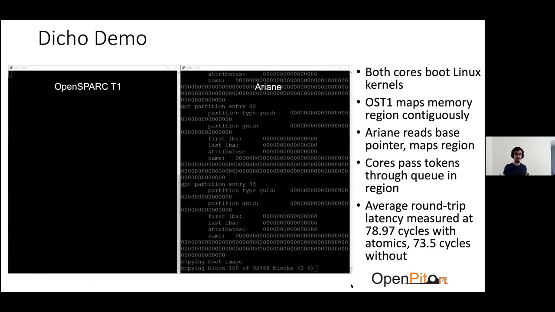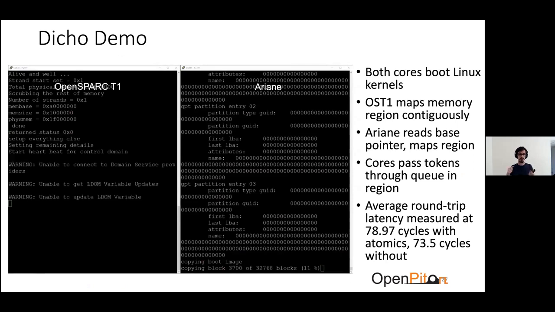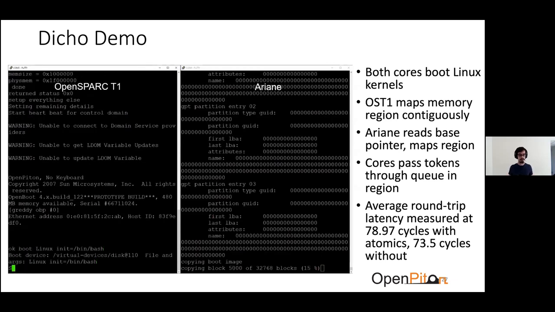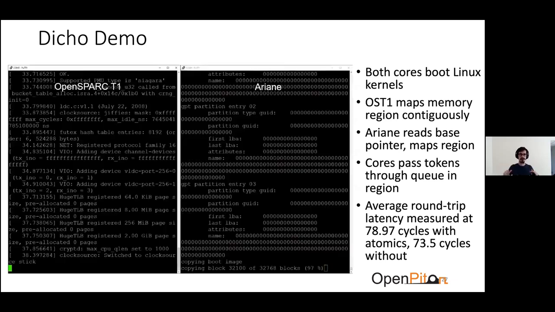What you're going to see here is that we're running a real FPGA, and we have two serial ports coming out, one for SPARC, one for Ariane. We're going to boot Linux on both of them at the same time. This will skip through to get to the interesting part.